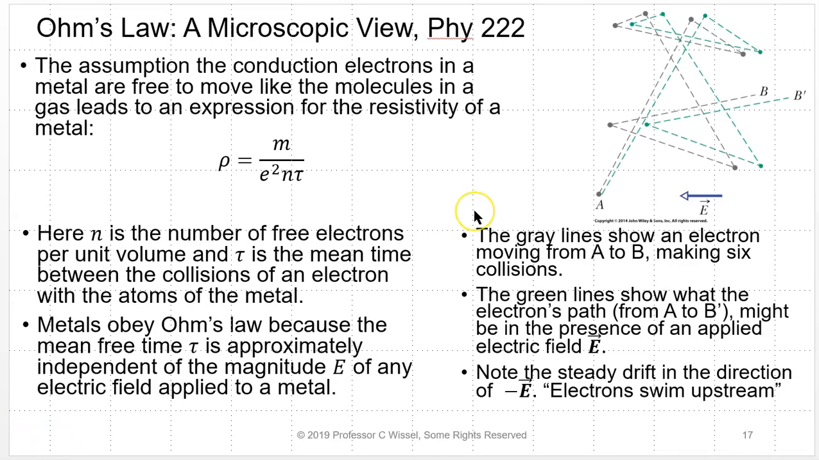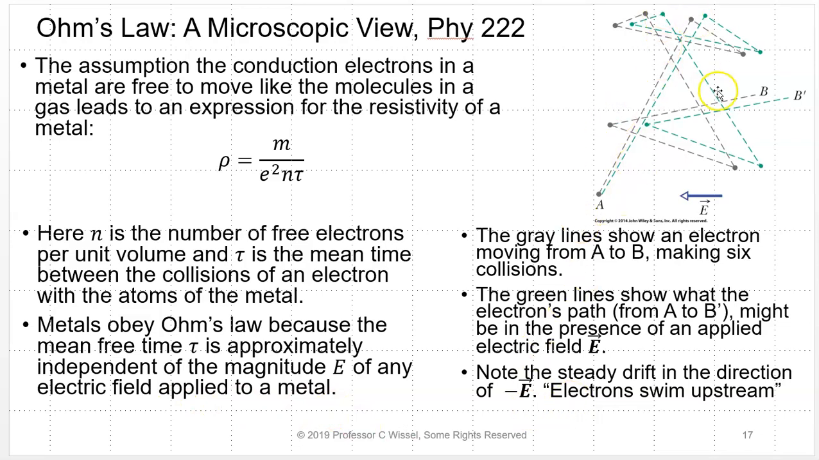So this is what's going on inside the resistor. The assumption that the conduction electrons in a metal are free to move like the molecules in a gas leads to an expression for the resistivity of the metal, rho equals m over e squared n tau. n is, of course, the number of free electrons per unit volume, and tau is the mean time between the collisions of electrons with the atoms of the material. m, of course, is the mass. e is the charge on the electron. Metals obey Ohm's law because the mean free time tau is approximately independent of the magnitude E of any electric field applied to the metal.